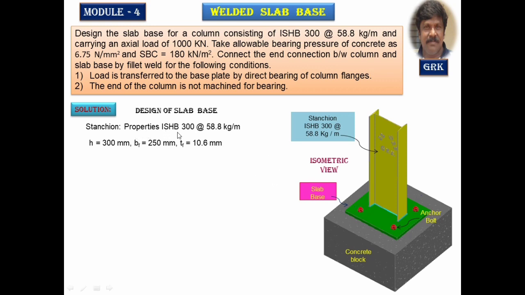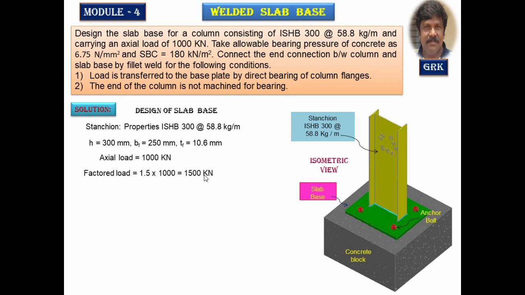Looking into the properties of ISHB 300 at 58.8 kg per meter from the steel handbook, we get the depth of the section as 300 mm. This is the depth of the section from here to here, and this is the breadth of the section equal to 250 mm, and thickness of the flange equal to 10.6 mm. The dimensions tell us that it is rectangular in shape. So we can design a rectangular slab base by two methods. Let us follow any one method in this session.